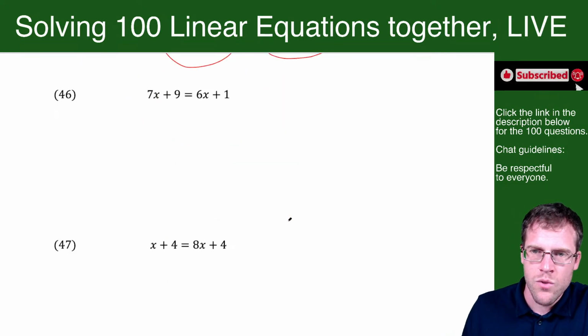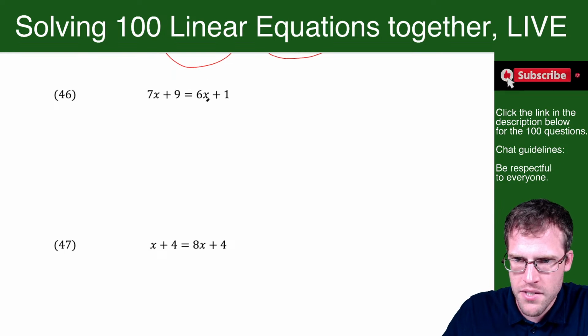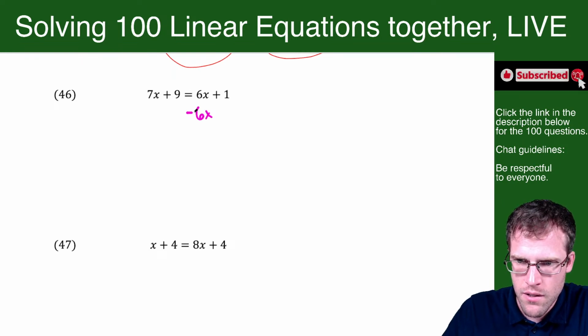All right, so moving on here, similar situation. This time we're going to do minus 6x on both sides.